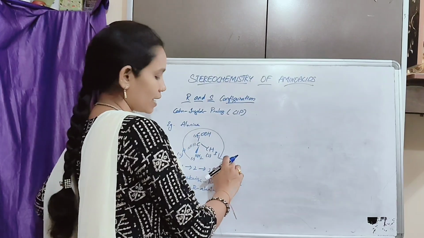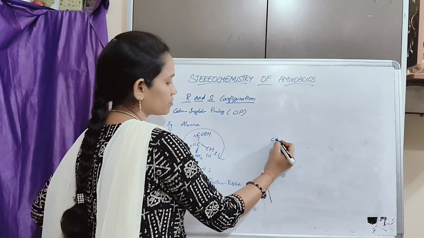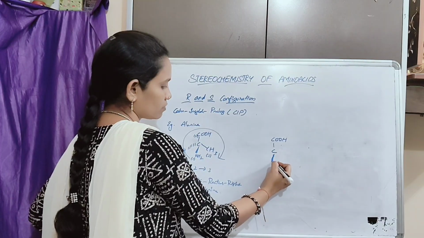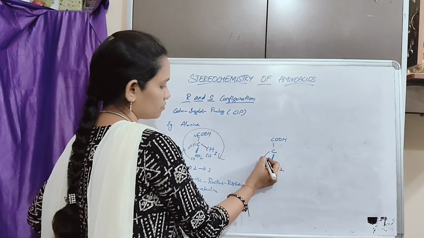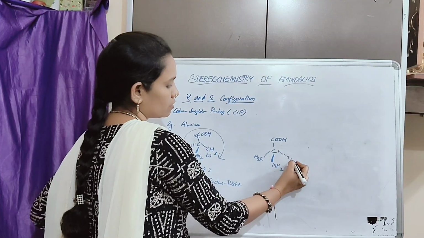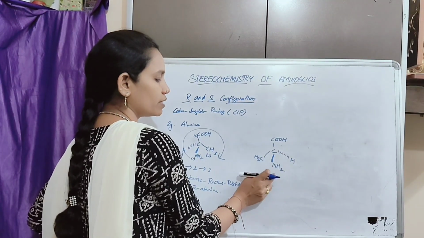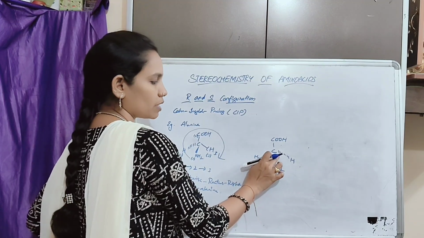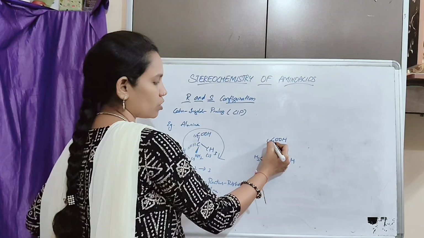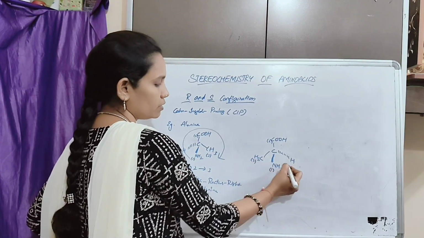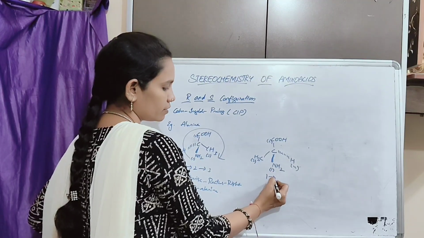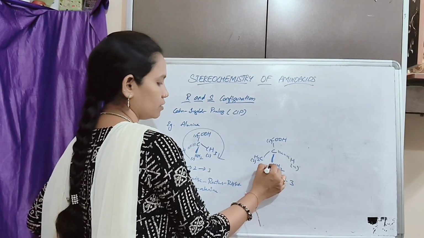Now let's see how S-alanine differs. Carboxyl group, amino group, methyl, hydrogen. Again, we have to assign atoms which are attached to the alpha carbon based on the atomic number. Amino 1, carboxyl 2, methyl 3, hydrogen 4. So again trace the sequence 1, 2, 3.